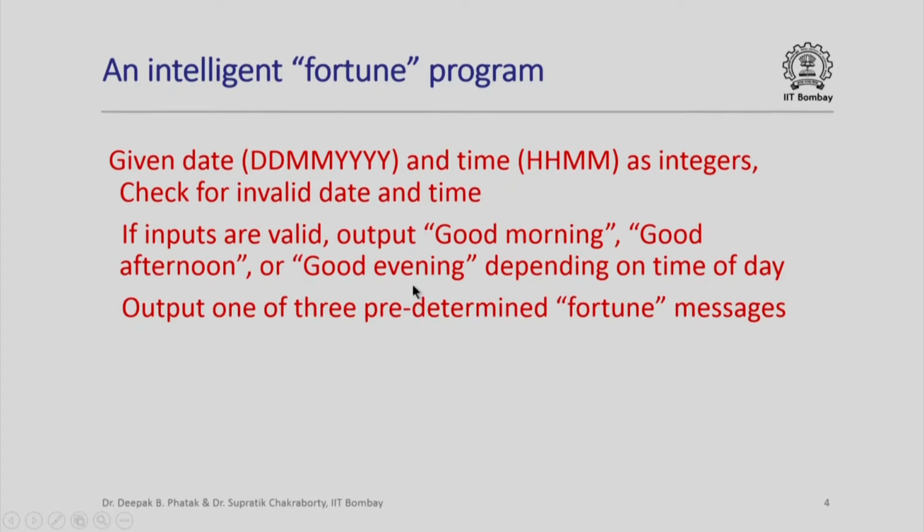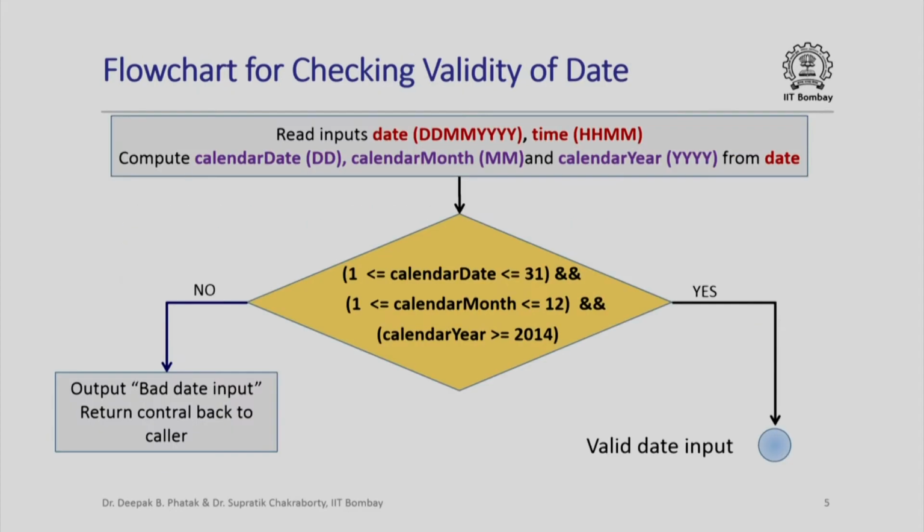So we want to write a C++ program using whatever we have studied so far that has this functionality. So let us see how we might go about doing this. So here is a simple flowchart for checking the validity of date. We can read the inputs, date in date, month, year format and time in hour, minute format, and then from the date that is read we can compute the calendar date part of it, which is just the 2-digit date part of it, the calendar month part of it, the 2-digit M part of it, and the calendar year part of it, which is the 4-digit year component of the date.